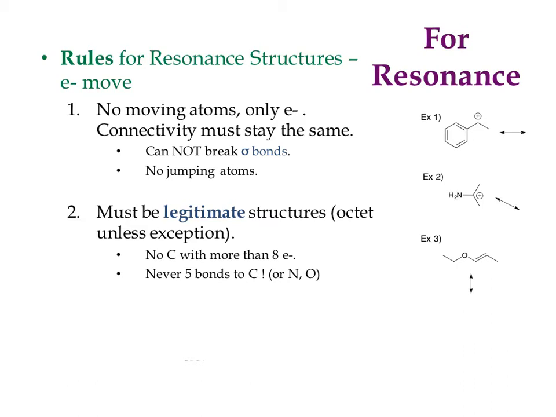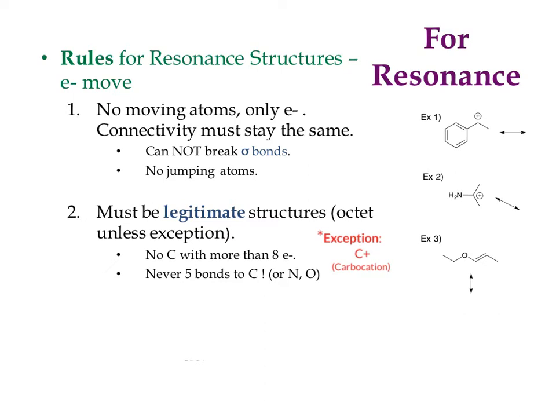Before we move on, I should mention that we will see a common exception to rule number 2, and that is the carbocation. A carbocation is a carbon with a positive charge, and that can only have 6 electrons. So we will see that. If it starts off with a carbocation, then that would be legitimate. But if it doesn't start off with a carbocation, you usually don't do that.